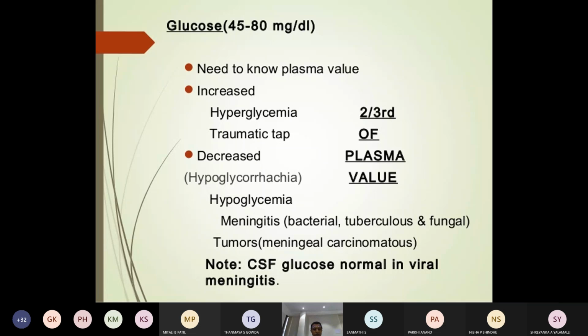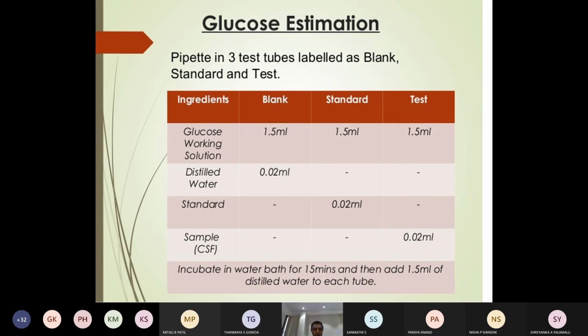So here, hypoglycemia is seen in conditions like meningitis, tumors, and all types of meningitis: bacterial, tuberculosis, or fungal. In these conditions and in tumors, the glucose level decreases below normal. But CSF glucose is normal in viral meningitis, unlike the other conditions, bacterial and tumor, as compared to this one.